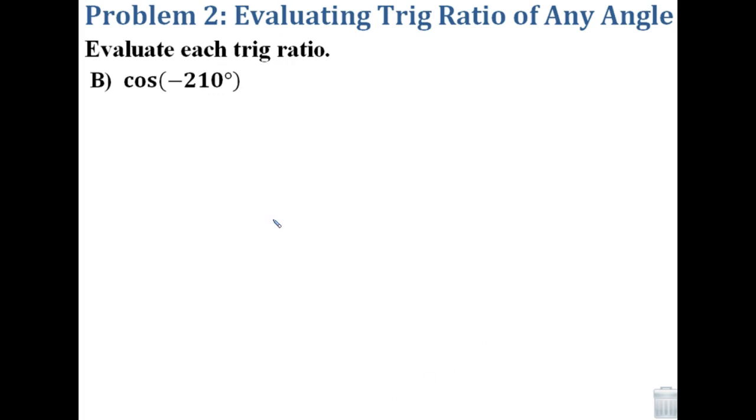Let's take a look at another example. Part B, we want to evaluate the cosine of negative 210 degrees. So this time we're looking at trig ratios of negative angles. Once again, we'll start by graphing that angle out. Initial side on the positive x-axis. Negative angles will rotate down: 90, 180, and 210 is somewhere in the second quadrant, short of negative 270 degrees.